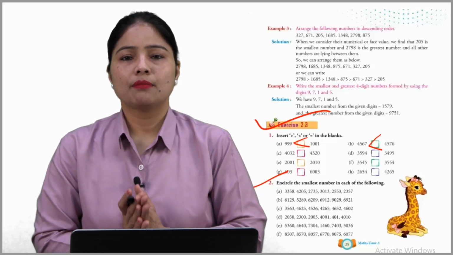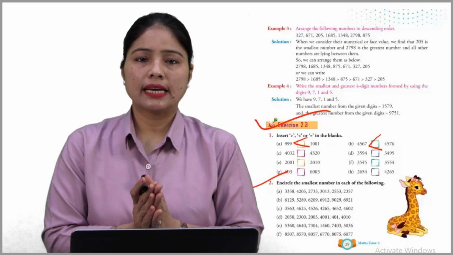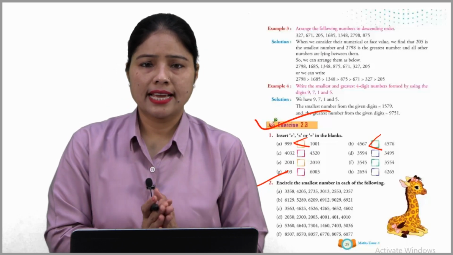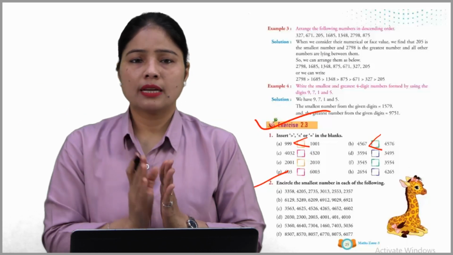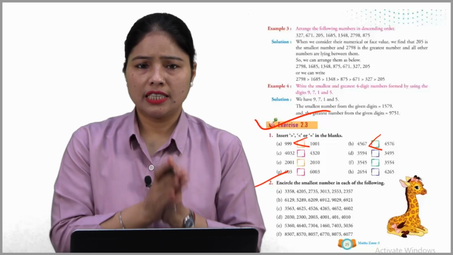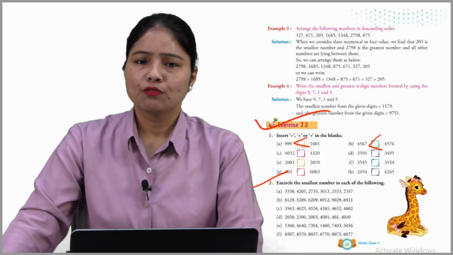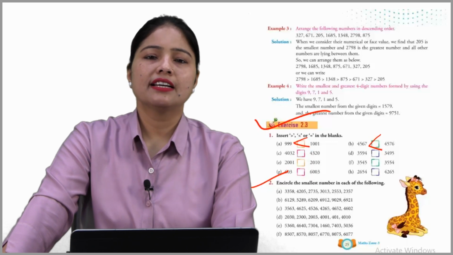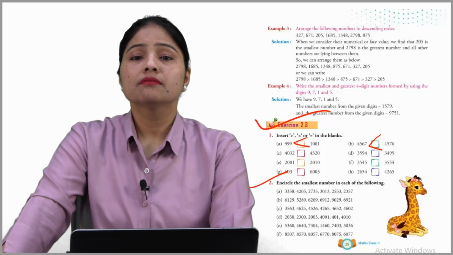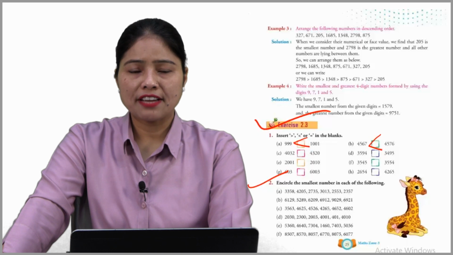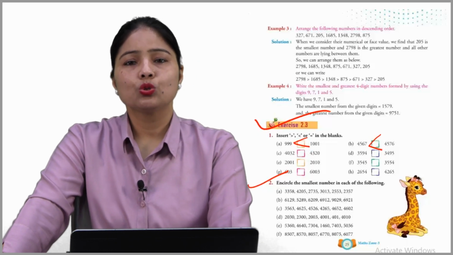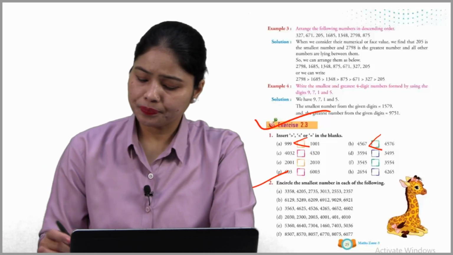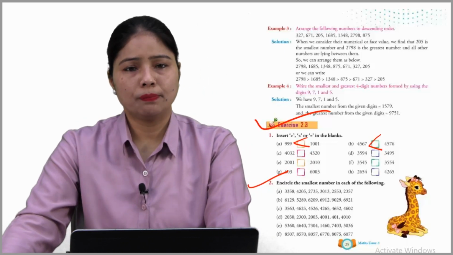Encircle the smallest number in each of the following. अब आपको क्या करना है, सबसे छोटा नंबर you have to find out. So start with that. These all numbers are given 4 digits. Okay, 3358, 4205. Next one is 2735, 3013, 2553 and 2357. So हमने क्या करना है, start with 1000 place.